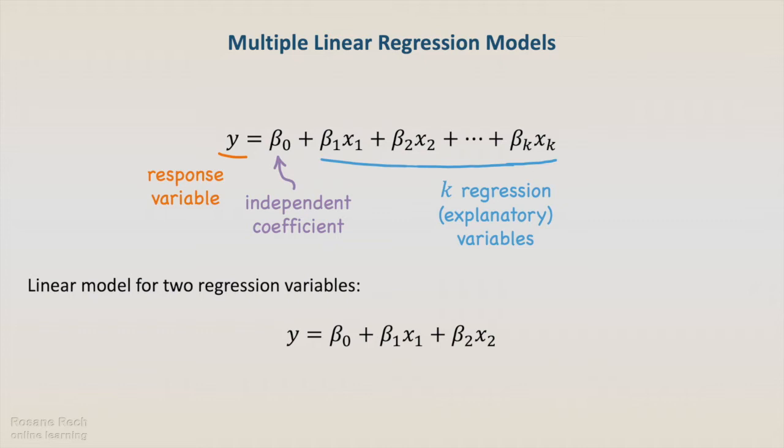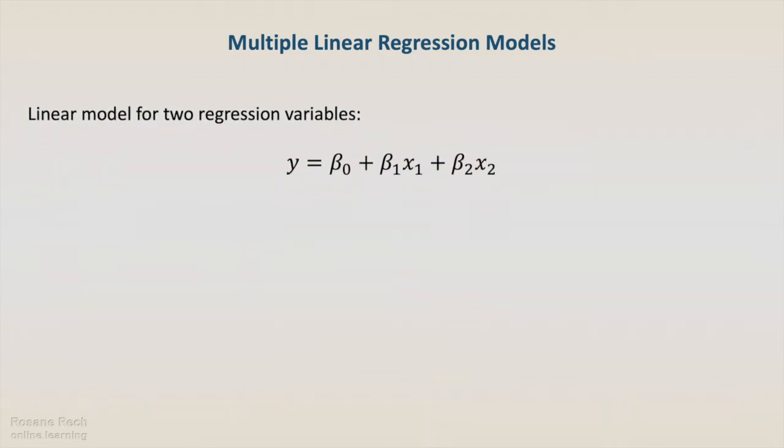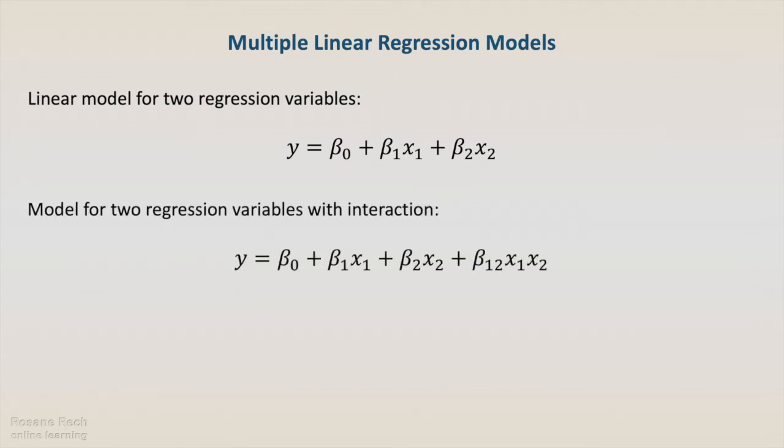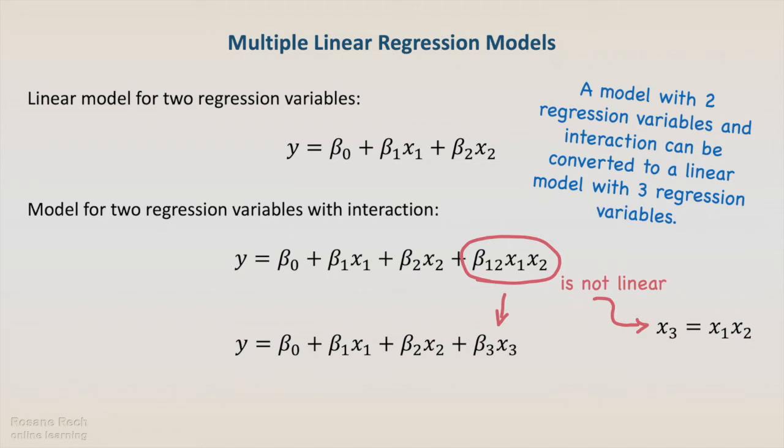However, not every system has a linear behavior, even though we still can use linear models to describe them. For instance, a model with two regression variables that interact with each other has a nonlinear term, x1 x2. However, we can linearize it by using an auxiliary variable x3 equal to x1 times x2. This way, the nonlinear model with two variables and interaction becomes a linear model with three regression variables.